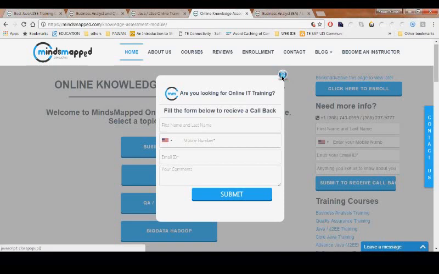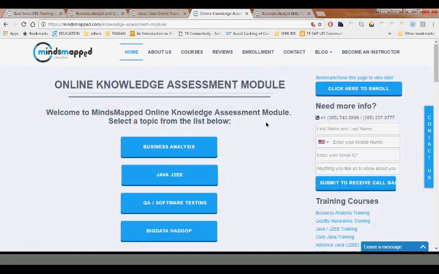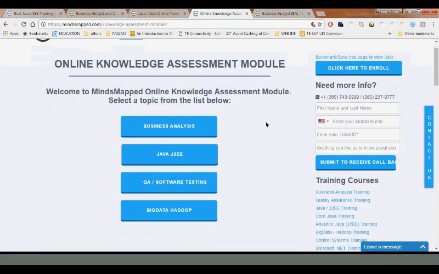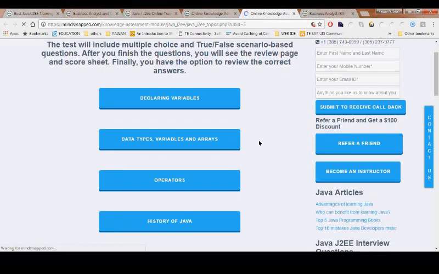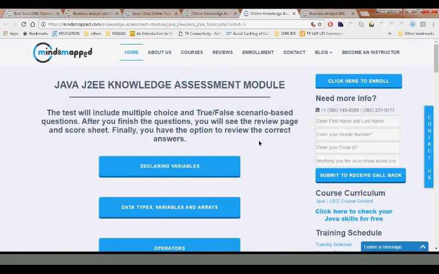Apart from that, you have the online knowledge assessment module, which is more like a set of questions that you can use to evaluate yourself. You'll also use it for preparing for an interview. So if you go to Java J2EE, you can see that there are different topics. As and when we look into each of these topics, you could go into this section and try answering the questions that you see over there.